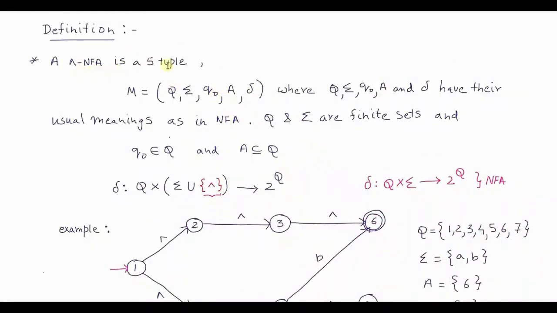A null NFA is a 5-tuple. Like your normal NFA, M equals (Q, sigma, q naught, A, del), where all these have their usual meanings. Capital Q denotes the set of all possible finite states in the automaton. Sigma denotes the input alphabet. Q naught denotes the start state. A denotes the set of final states, and del denotes the set of transitions. So these tuple values are the same as those of an NFA.